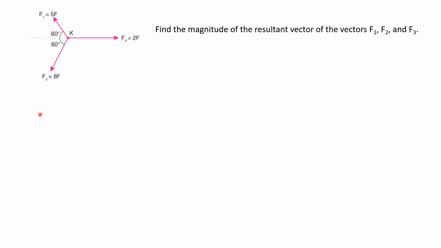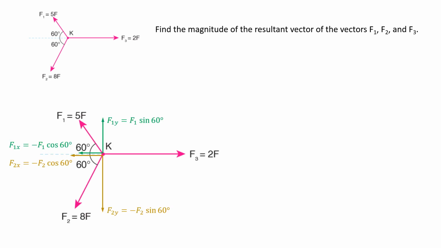First, let's draw them again and identify the x and y components of each of these vectors. So if you look at F3, it only has x component, right? So let's assume this is y-axis and this is x-axis. So it only has x component, so we're gonna leave this one alone for now. Start with F1.